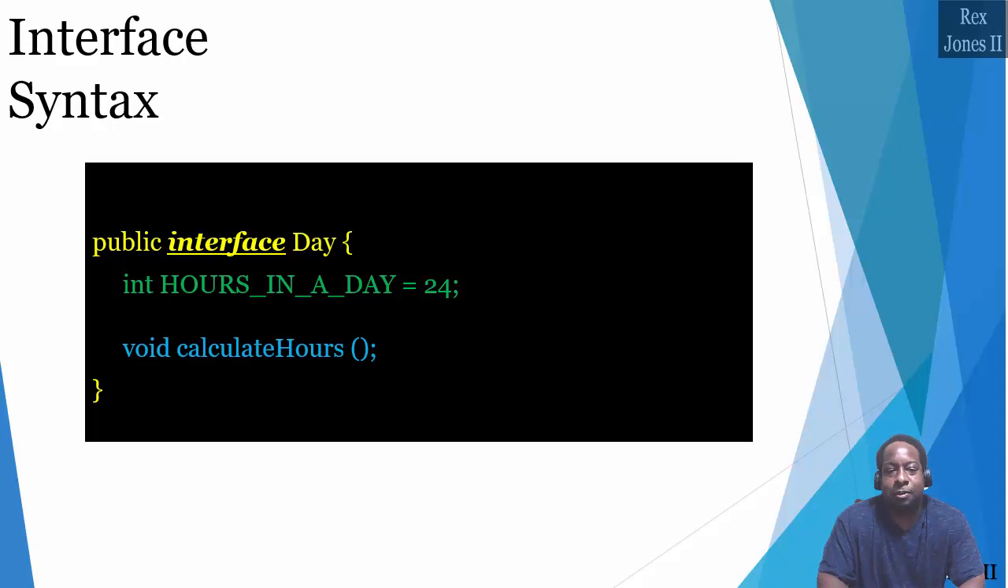When it comes to methods, they cannot be abstract, static, or default to an implementation. Notice the method void calculate hours does not include the abstract keyword and it does not include a body. It does not include abstract or a body because the interface assumes all methods are abstract. As a result, the abstract keyword is not required.